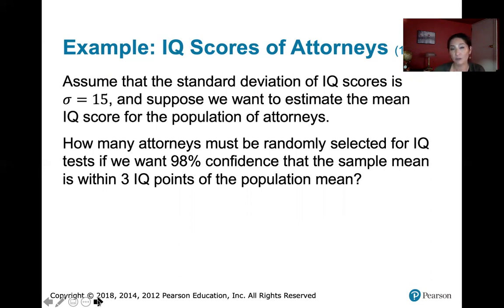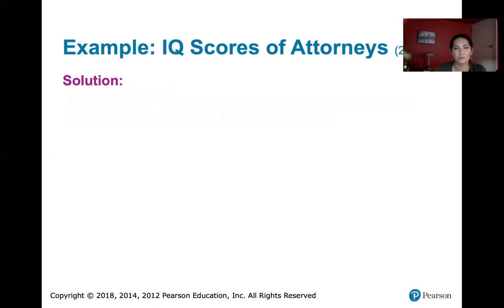Okay, we know we want our error to be 3 IQ points or less. We know that we want 98% confidence. With those 2 pieces of information and the given population standard deviation of 15, which is going to be conservative for this population of attorneys, we can find out how many attorneys we would need to estimate that population mean to within 3 points with a 98% confidence level.